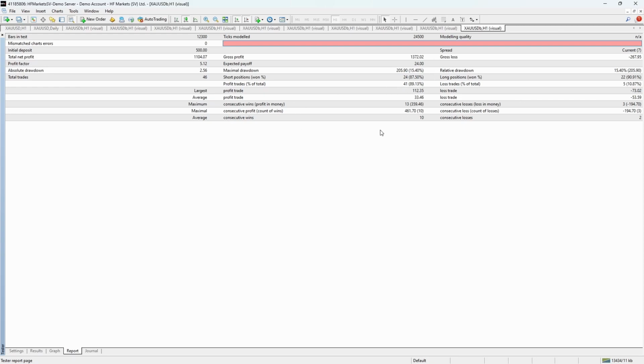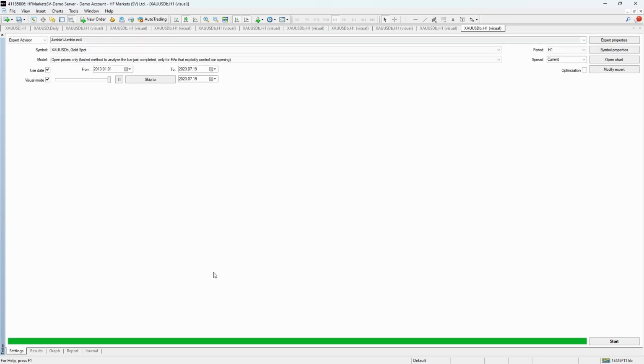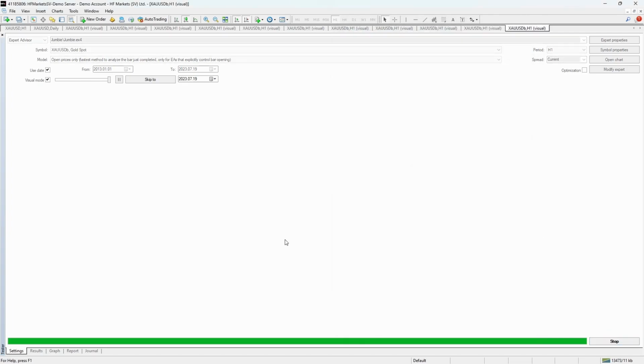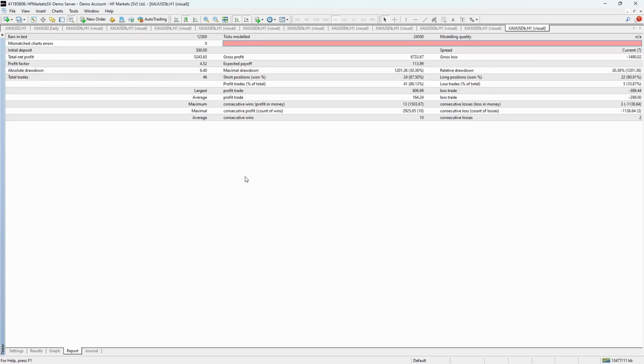So this would be the actual settings that we'll be using for the gold signal. In the future we may go to a more aggressive signal, which would be using the standard 1 risk factor, and with that you could see now we have over 1000% growth on the account with 30.36% drawdown.